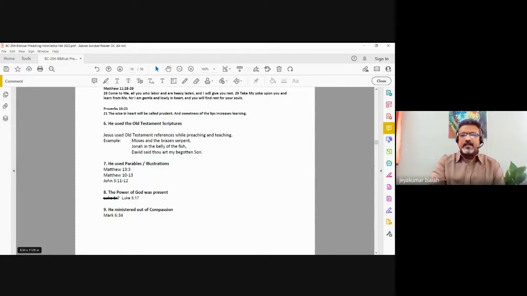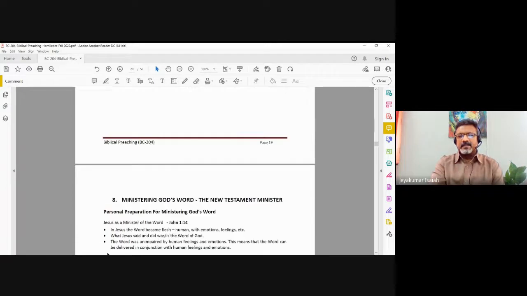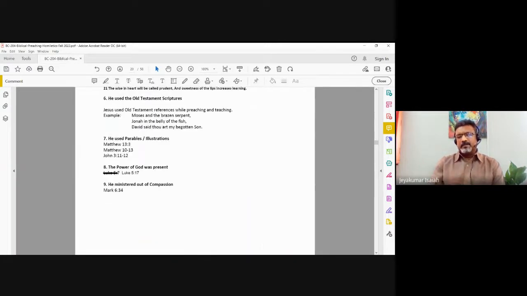He ministered out of compassion. The last one, Mark 6 and verse 34, he ministered out of compassion. He was moved with compassion. Let me just read that verse. Jesus, when he came out, saw a great multitude, and was moved with compassion for them, because they were like sheep not having a shepherd. So he began to teach them many things.